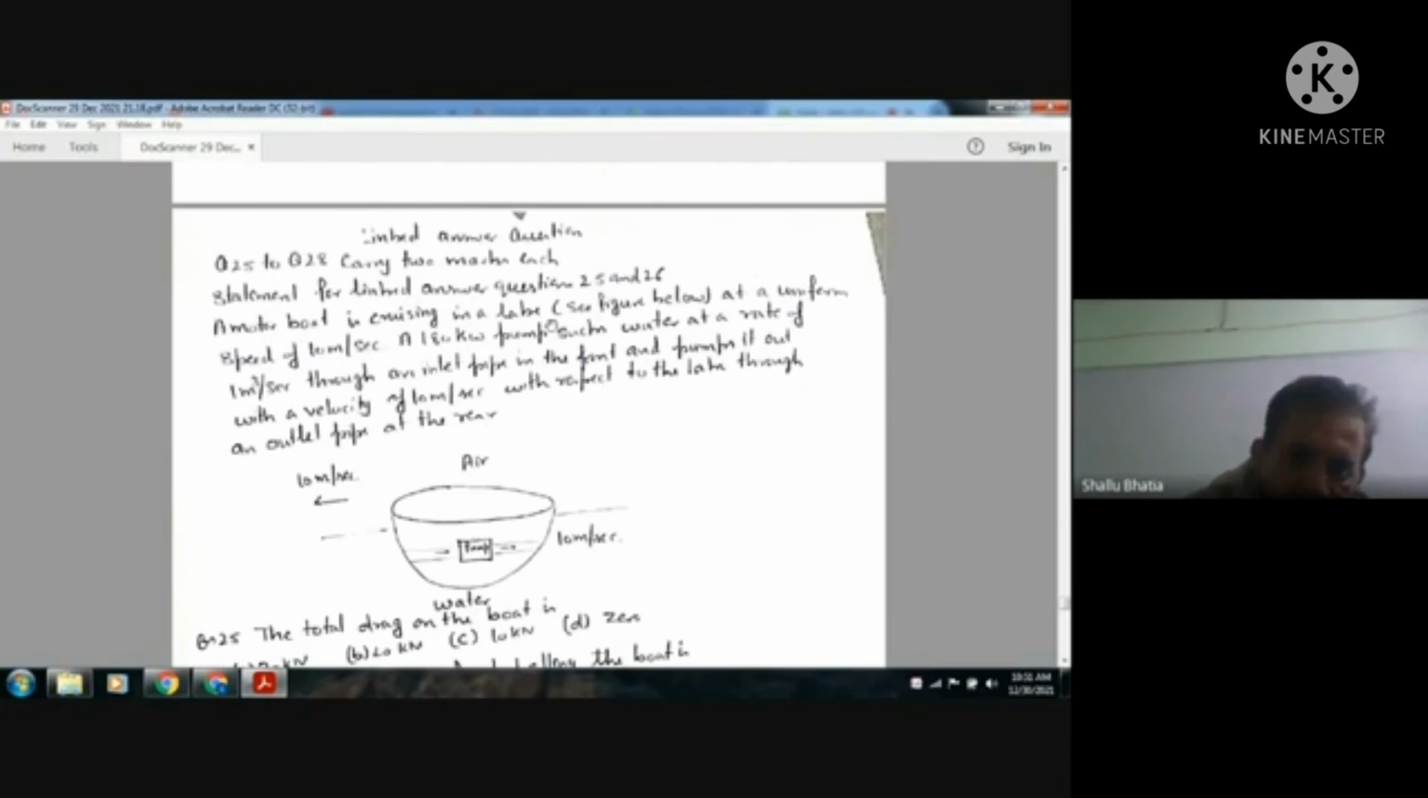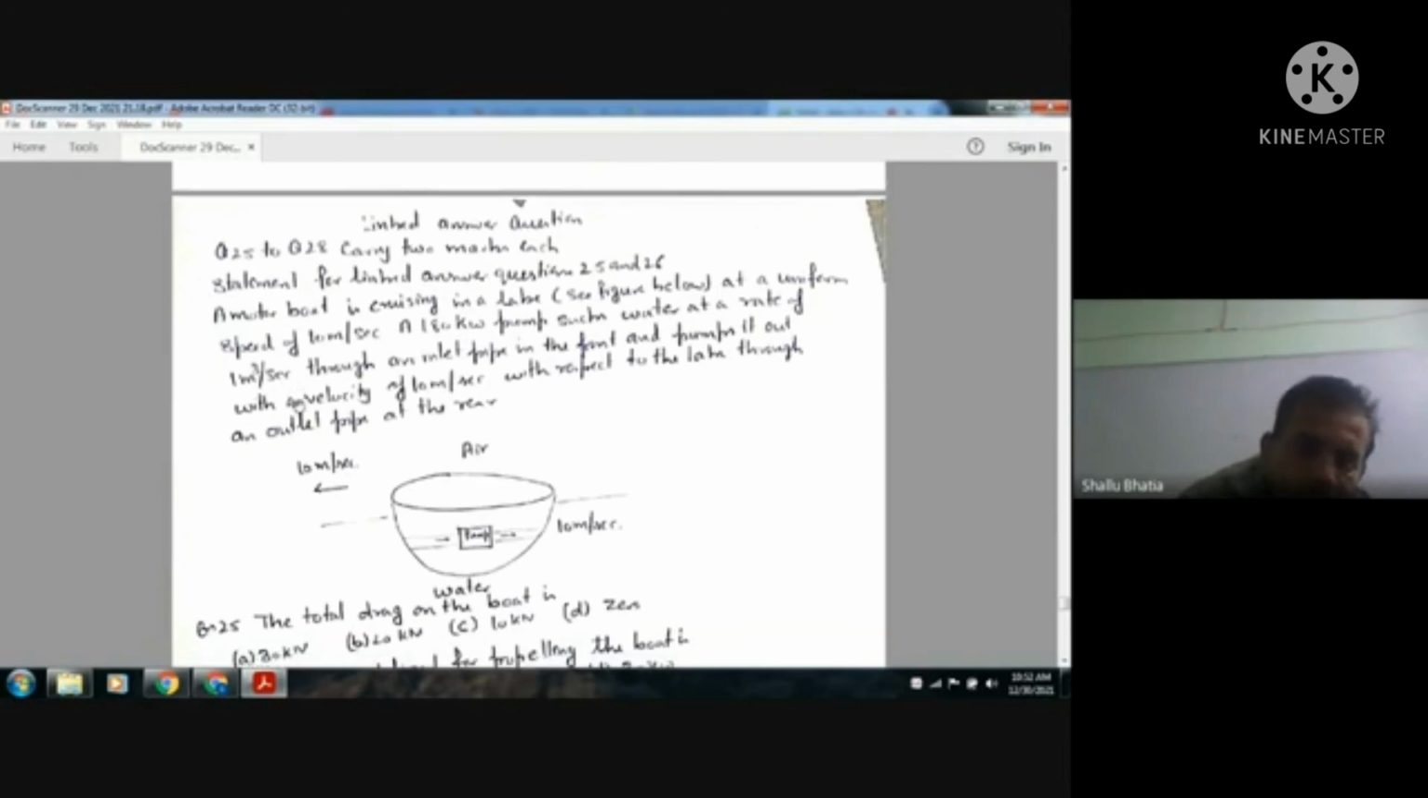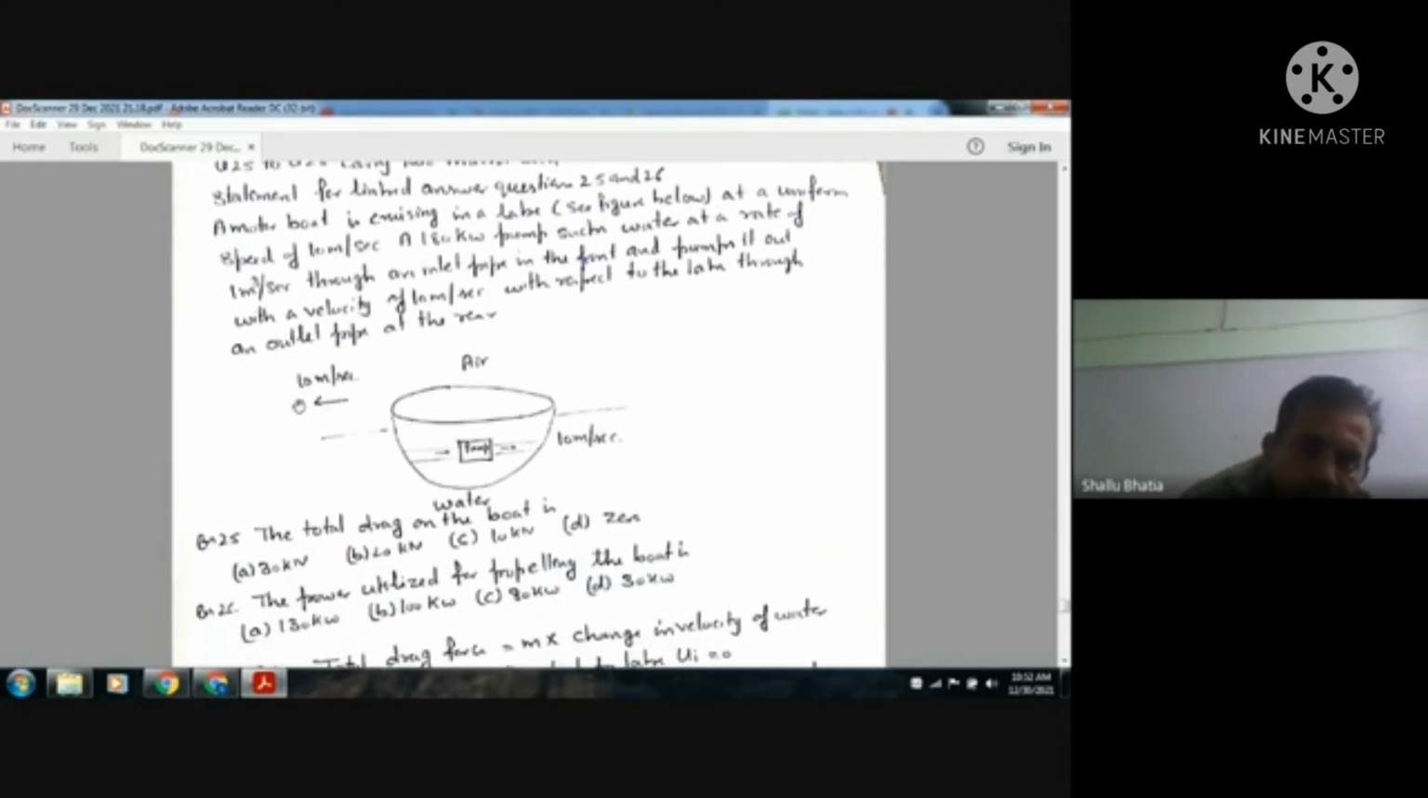It is given that the motorboat is cruising at a constant speed, that is 10 meters per second. It sucks the water and pumps it out. Its capacity is 180 kilowatt and the volume flow rate is this. The velocity of the motorboat is just 10 meters per second with respect to the lake.